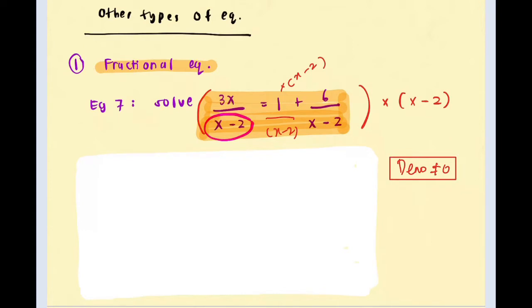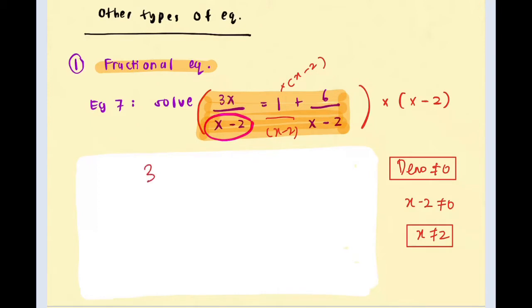Therefore our denominator is x minus 2. x minus 2 cannot be equal to 0, therefore x cannot be equal to 2. We call this the domain. So the domain of this question here is all real numbers. So x can take any real number, but x cannot be equal to 2. You are not allowed to, because if x is equal to 2, the denominator will become 0, and this whole equation will be undefined, right?